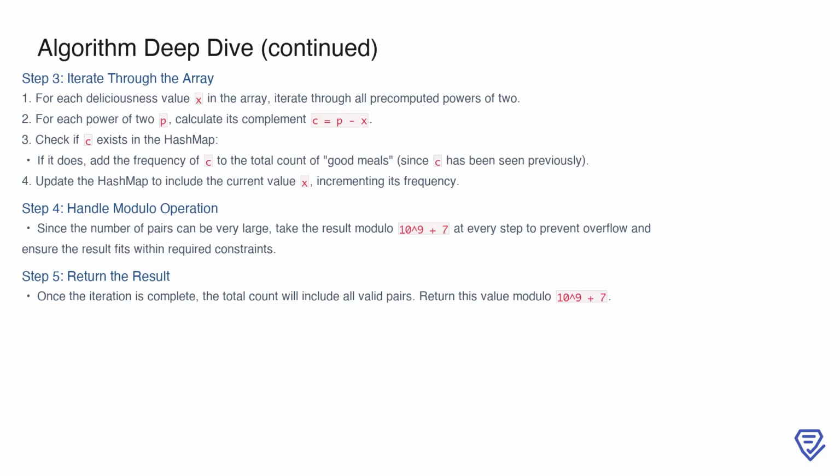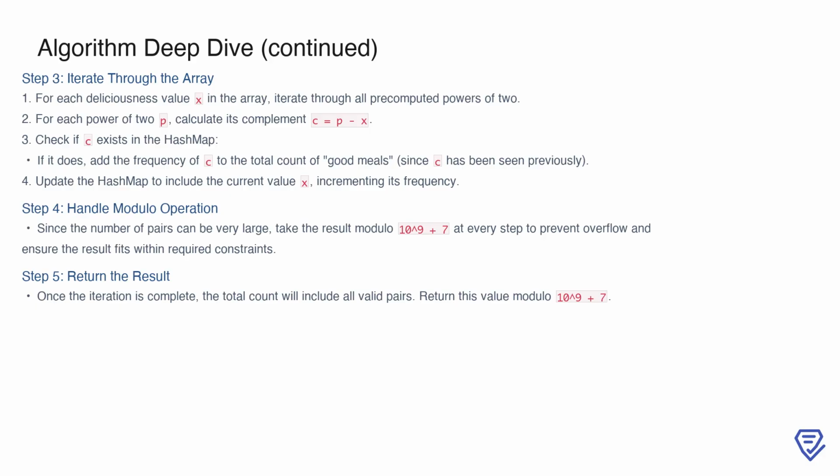Now, we move on to the iterative part of the algorithm. For each deliciousness value x in the array, we systematically check it against all pre-computed powers of 2. For each power of 2, denoted as p, we calculate the complement c, which is simply p - x. The goal is to determine if this complement has been seen previously in the array. If the complement exists in the hash map, its frequency tells us how many pairs can be formed with the current value x. We then add this frequency to our total count of good meals.